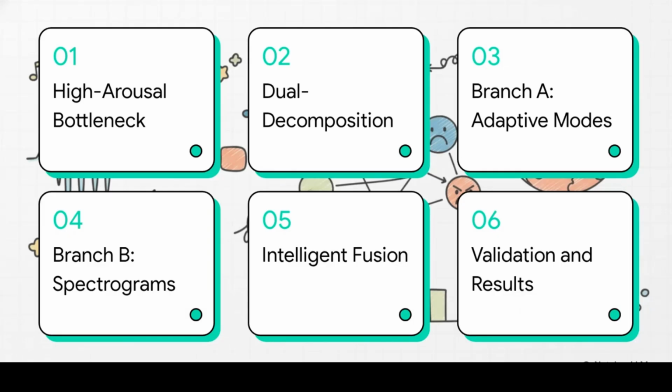All right, so here's our game plan. First, we're going to unpack the big problem that has really stumped emotion recognition models for years. Then we'll get into the weeds of the clever two-part solution this framework proposes. We'll see how each part works, how it intelligently puts the pieces back together, and then, of course, we'll look at the results to see if it all pays off.